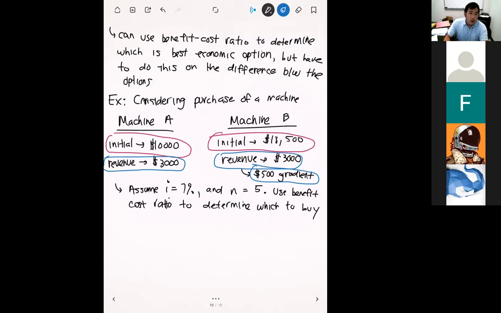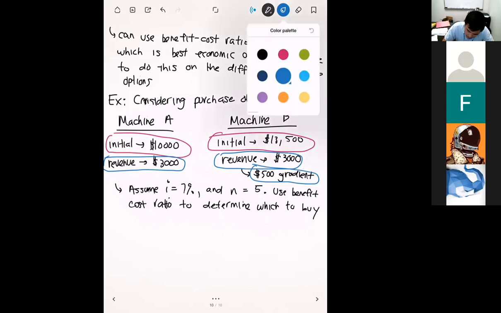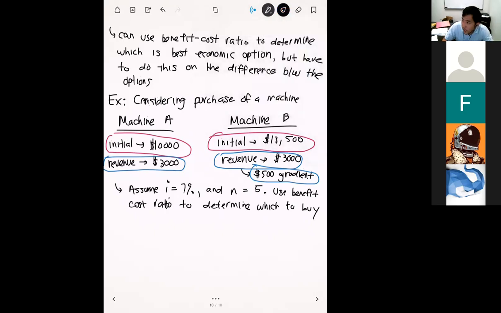Let's start by computing the benefit cost ratio of each option individually. Again, for most cases you don't have to do this, and you just have to do the increment. But just as an illustrative example.